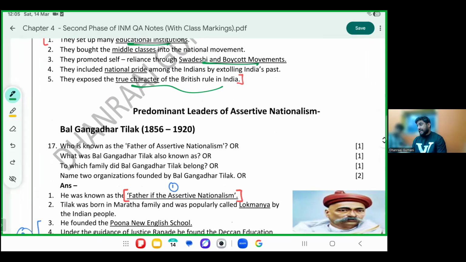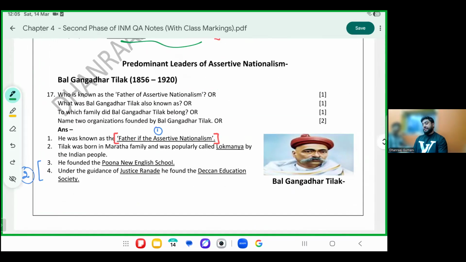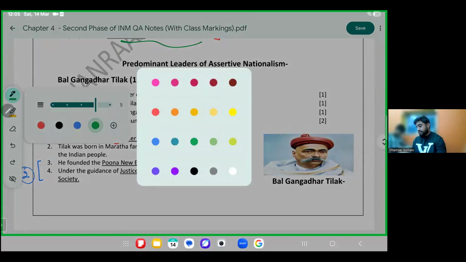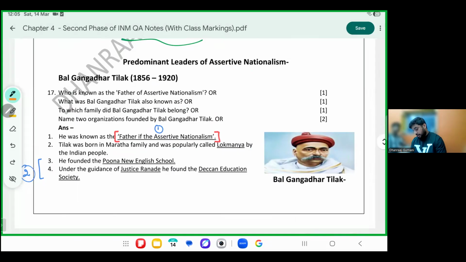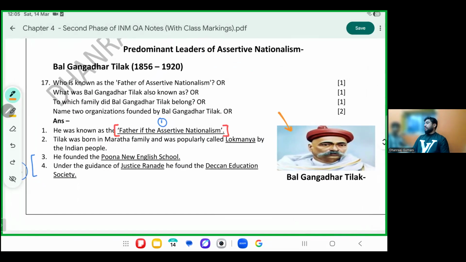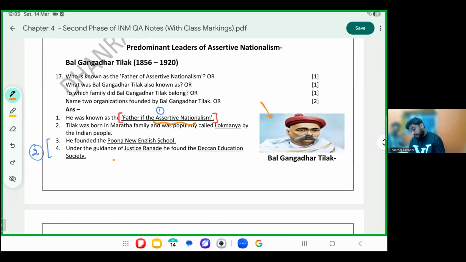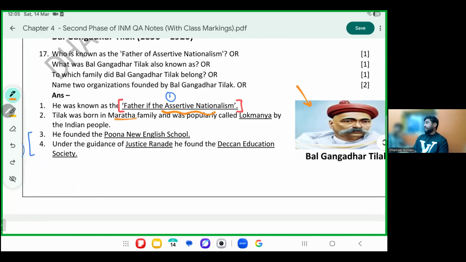Last part of the chapter, 10 or 11 keywords for each leader. Then we finish history, give you a small break, then go to geography. First one, please see picture study, Bal Gangadhar Tilak. Obviously, nothing to draw, only to identify. Father of assertive nationalism, this is what he was given. Just for reference, he was from a Maratha family. The name itself tells you, Lokmanya Tilak, basically from Maharashtra.